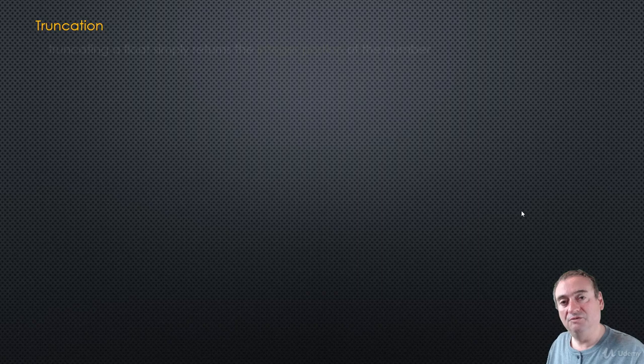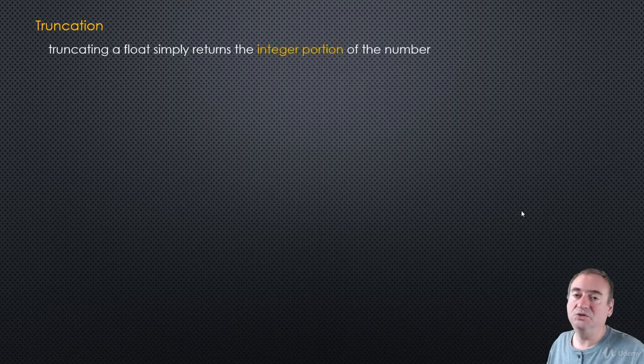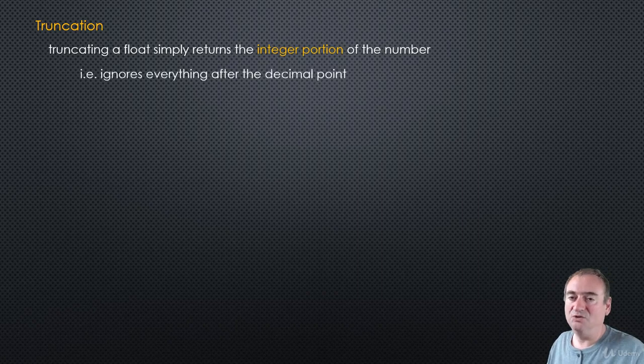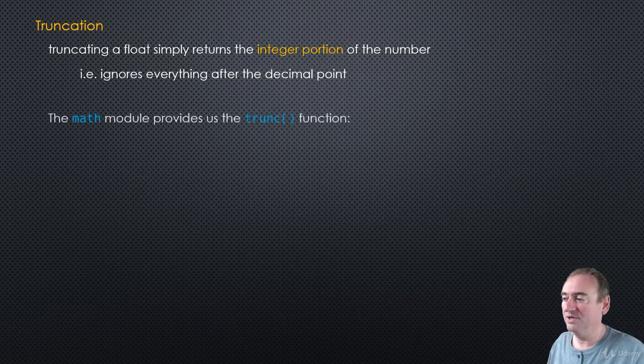So let's look at truncation first. Truncation simply returns the integer portion of the number. Basically, it ignores everything after the decimal point, and you just get the number that's to the left of the decimal point. The math module provides us with a truncation function called trunc. We have to import math first, obviously, and then we can call math.trunc(10.4), and that will return 10.